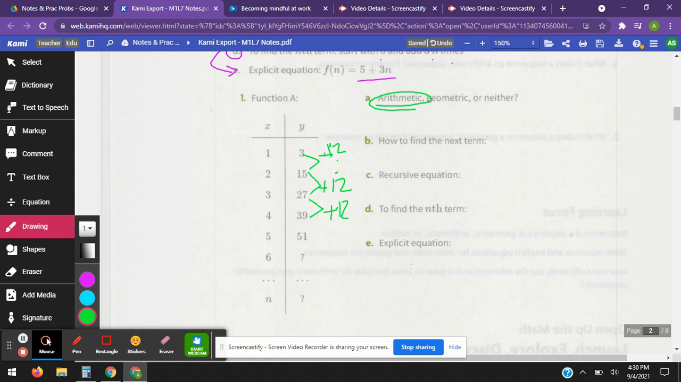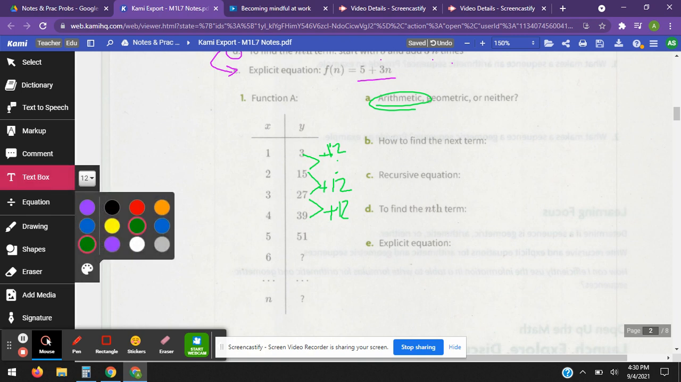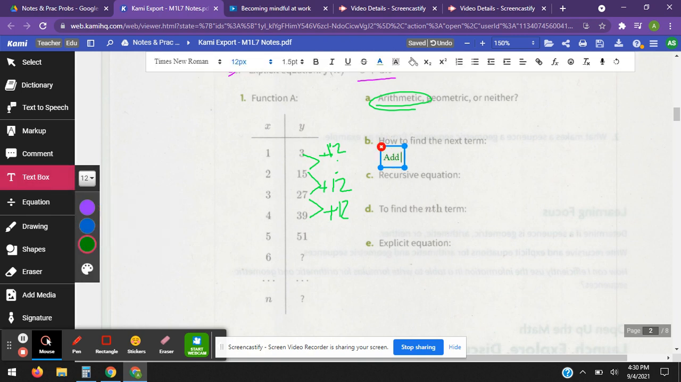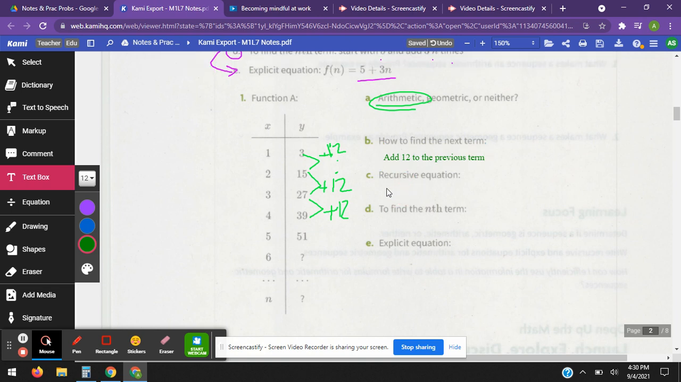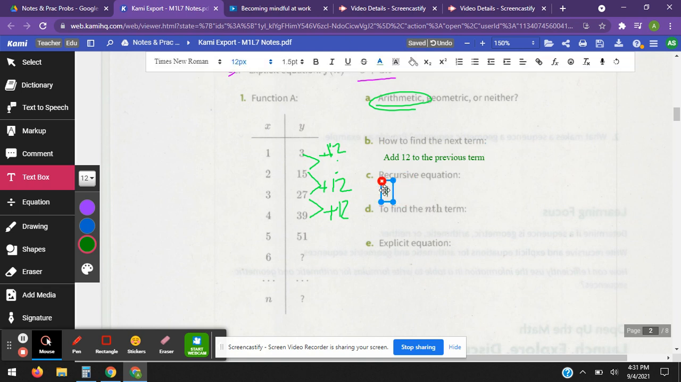We are going to add 12 to the previous term. That makes our recursive equation f of 1 is 3, and then our next term will be our previous term, f of n minus 1, and then we're going to have the plus 12 in here.